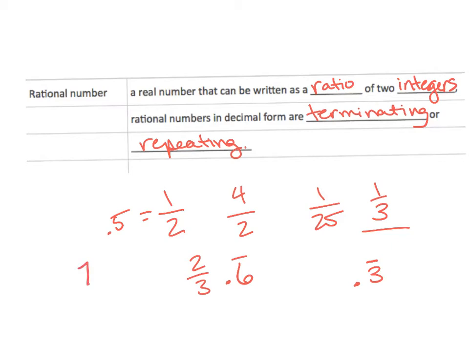Any whole number, 7, can be written as a fraction, 7/1. That is a rational number. Same thing with negative. -8 is the same as -8/1. Rational numbers.